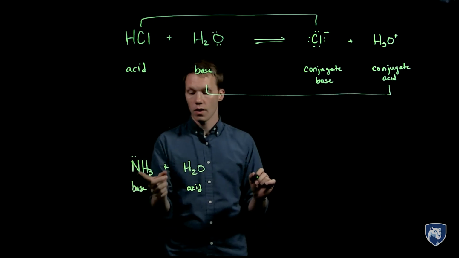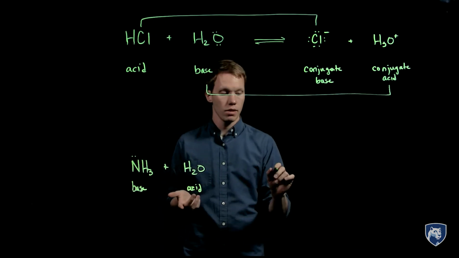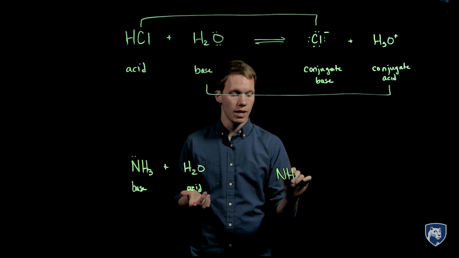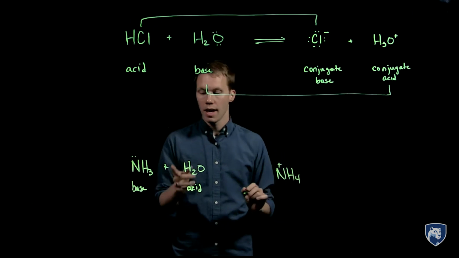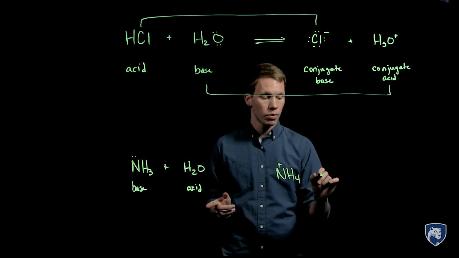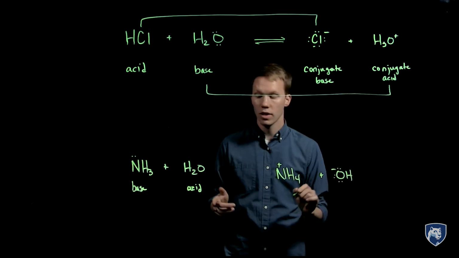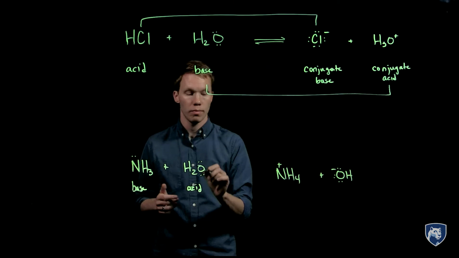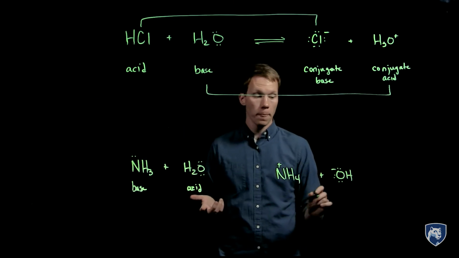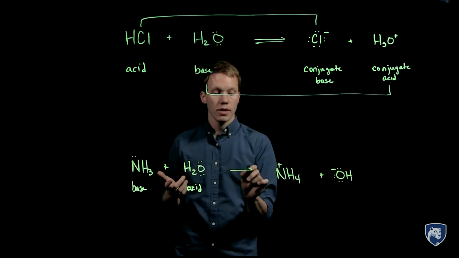The base is going to gain a proton. So it would become NH4+. And the acid is going to lose a proton, H+. It gains a pair of electrons, so that'll become OH-, right? We had 2 lone pairs here to start, and now we have 3. And we can place our arrow here.